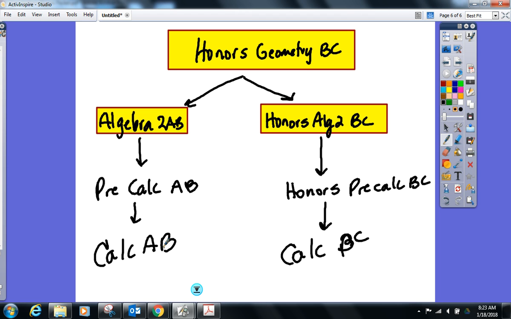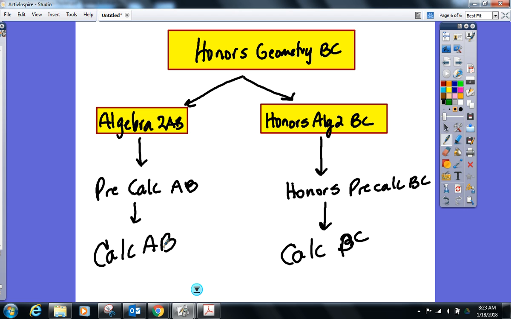I will let you know, somewhere along the way here, we start drifting and everybody ends up in Calc AB. Maybe you get 12 to 15 people that are in Honors Geometry that end up in Calc BC, but most of the people end up in Calc AB because they struggle somewhere in this department right here. Okay, so those are your options for next year.